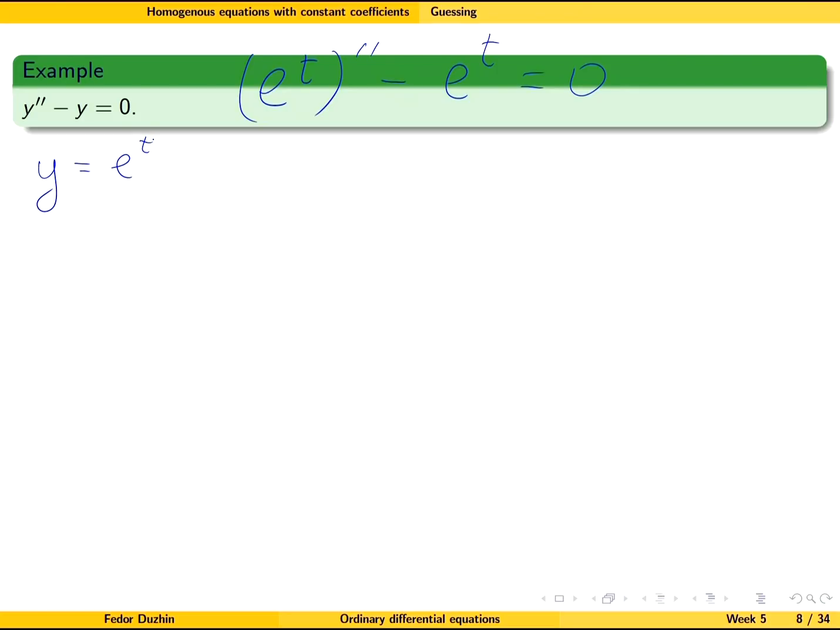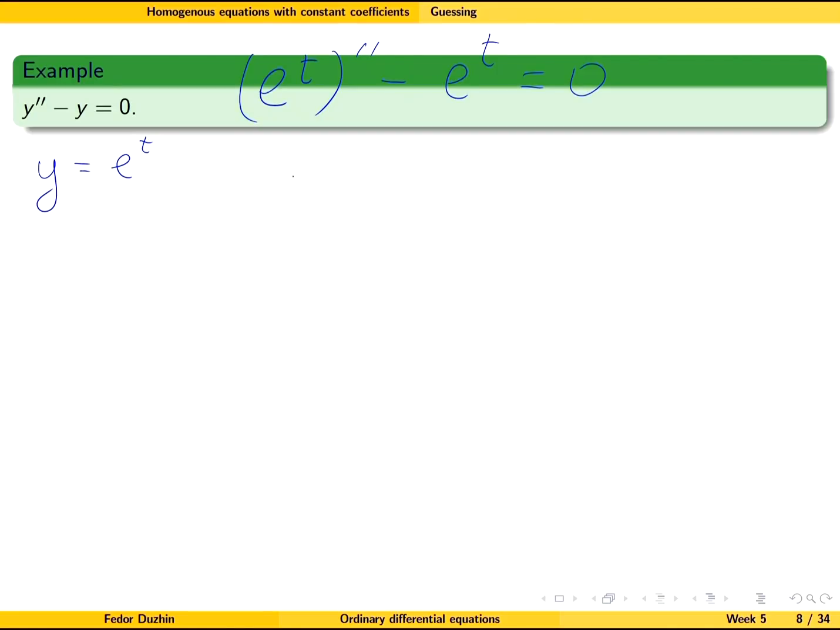So the function e to the t satisfies this differential equation. Wow. Well, but then what else can we have? Well, let's think. If e to the t has this property that its derivative is the same as the function, what about e to the minus t?